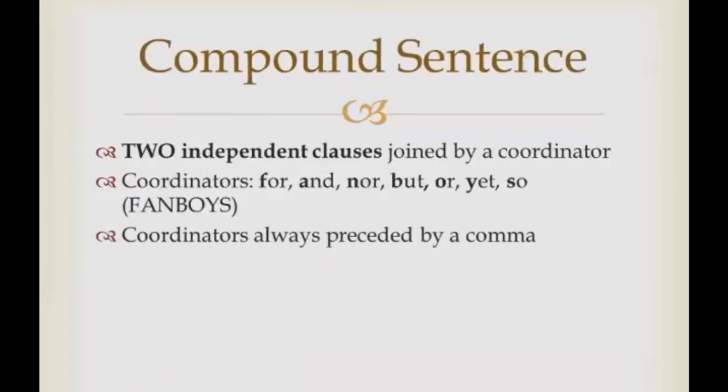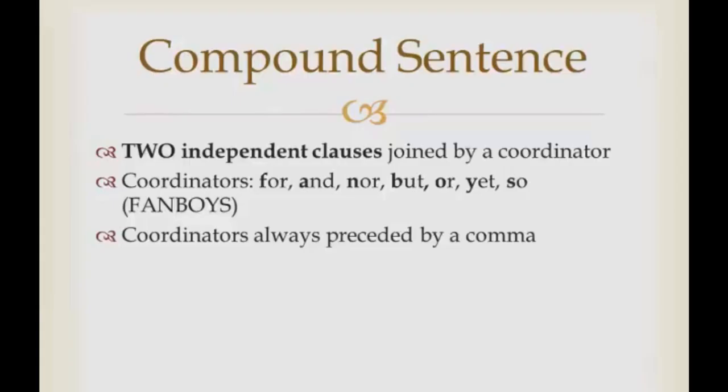Well, a compound sentence is a sentence that has two independent clauses. It has two independent clauses, this time joined by a coordinator. What's a coordinator? Well, for you to remember, there is an acronym, FANBOYS. Okay, it is for, and, nor, but, or, yet, and so. Two independent clauses joined by this coordinator, which is always preceded by a comma. So you have a comma and then the coordinator. One independent clause, comma, coordinator, second independent clause.